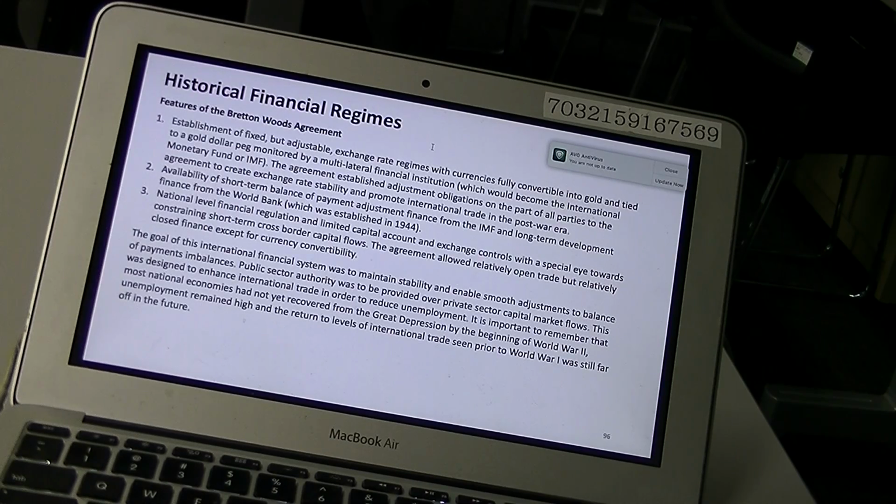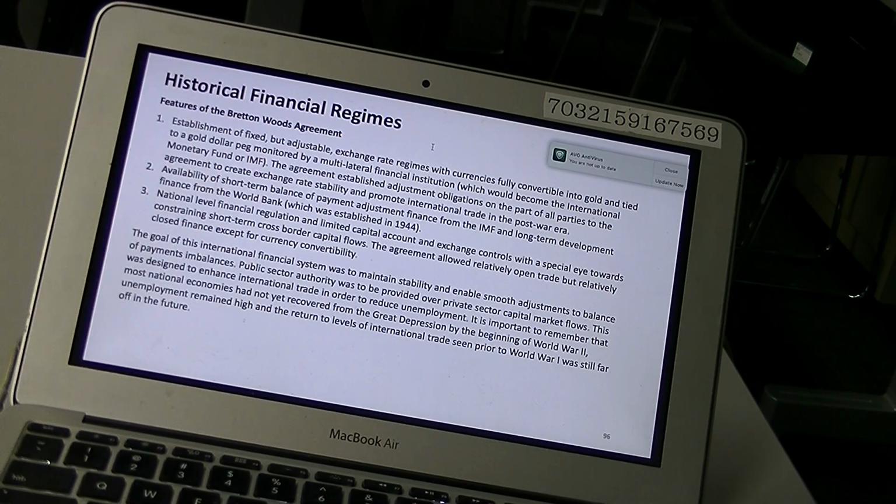Now, the gold standard pre-World War I was that countries were fixed to gold. This was a little bit different. The currencies were fully convertible into gold, and they were pegged, but it was a gold standard because they were all pegged to the U.S. dollar. So each country pegged its currency to the US dollar. They were fully convertible into gold.